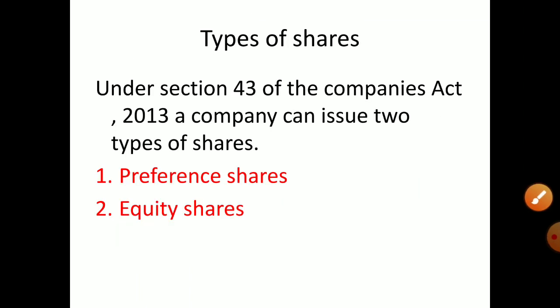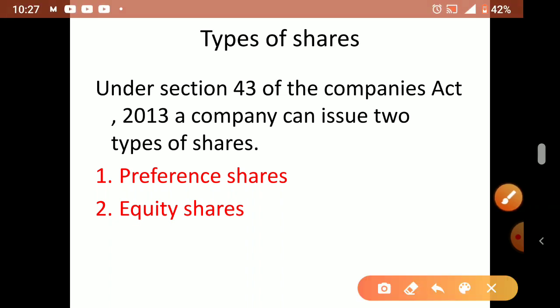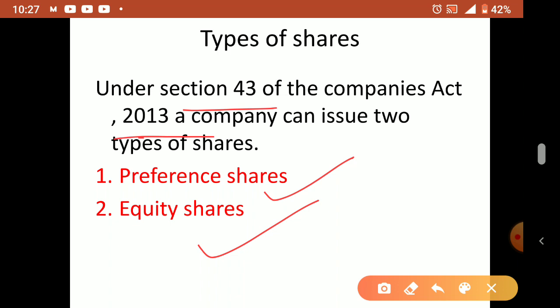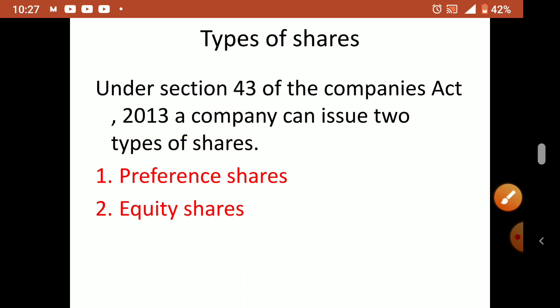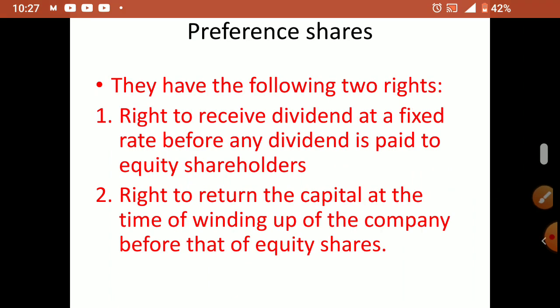Now types of shares we'll discuss. Under section 43 of the Companies Act 2013, a company can issue two types of shares. So mainly two types of shares are there under section 43 of Companies Act 2013. The original Companies Act was in the year 1956. Now this new act, Amendment Act, is in the year 2013. So there are two types of shares: preference shares and equity shares. This we studied last year. Even then, once again, we'll go through just the types.